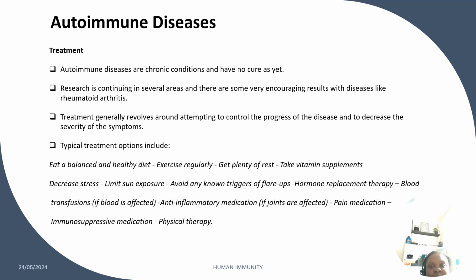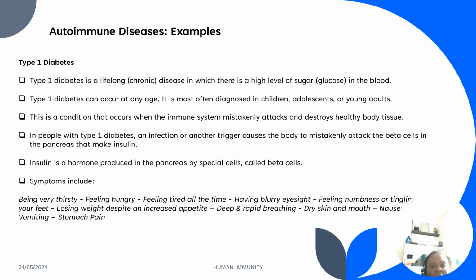Autoimmune diseases have no cure yet, hence treatment generally revolves around managing the progress of the disease and decreasing the severity of symptoms. Likely treatment options include eating a balanced and healthy diet, exercising regularly, and anti-inflammation medication if joints are affected. There are more than 80 types of autoimmune diseases that affect a wide range of body parts.